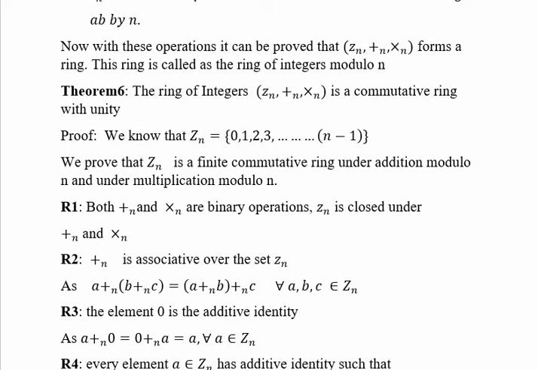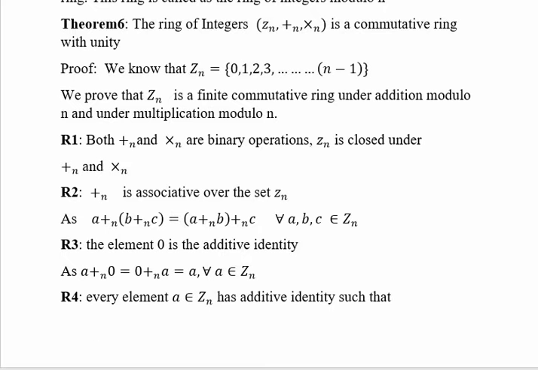Now we will check the ring axioms one by one as follows. We can see that the addition modulo n and multiplication modulo n are the binary operations in the set Zn, and we say that Zn is closed under multiplication and addition modulo n because if we take any two elements from Zn and if we add or multiply those two elements, we get back again the element from Zn. Hence, Zn is closed under addition and multiplication modulo n.